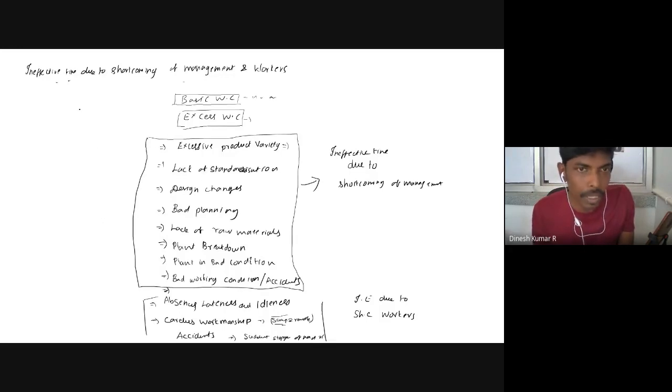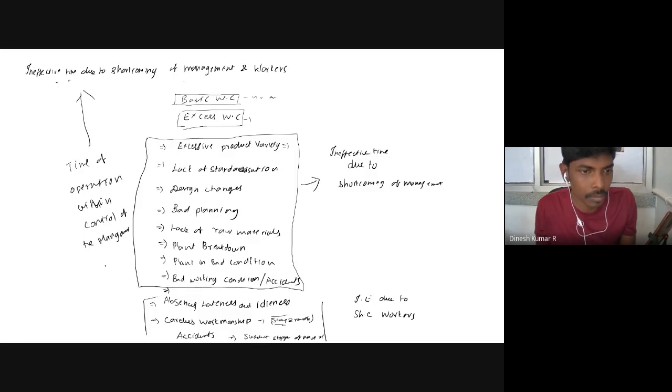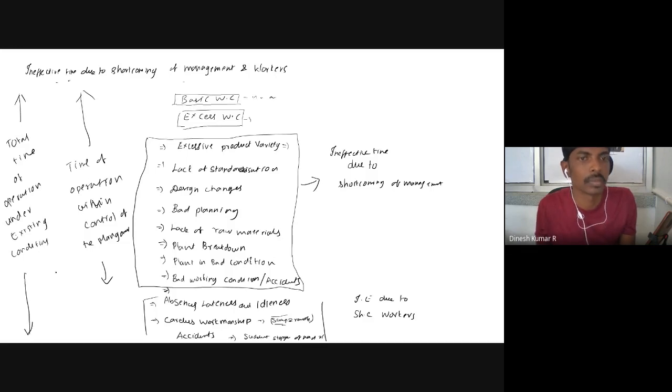So this particular complete set is called time of operation within control of the management, and the complete other thing is about total time of operation under existing conditions. So this is about ineffective time due to shortcoming of management and workers.